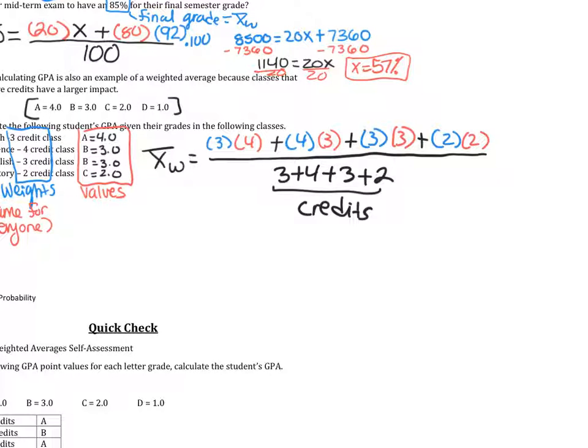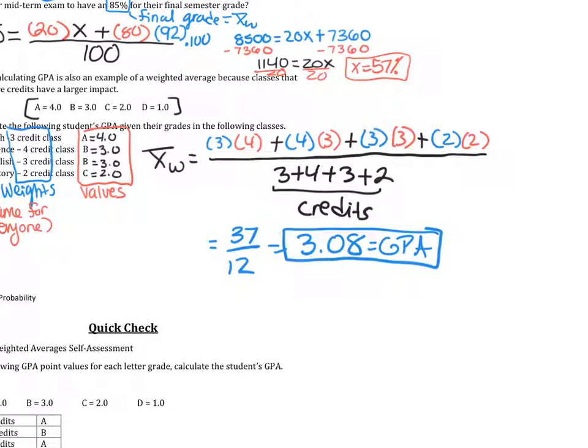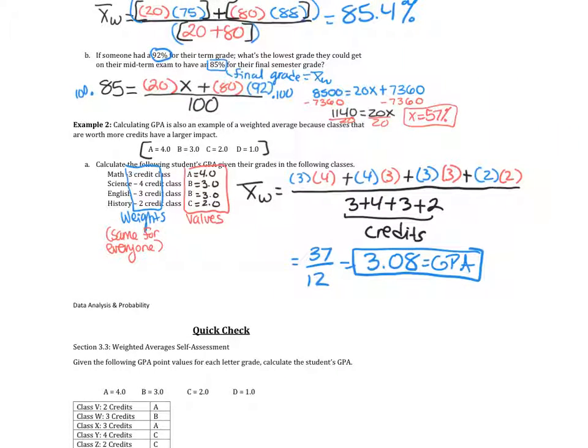Okay, so then again, just be careful when you are plugging all of this in. You can do little bits and pieces at a time, or just be very careful with your parentheses. You should end up with 37 over 12, which would give you a 3.08 for a GPA. So if you didn't get 3.08, just double check how you plugged it into the calculator. Do you guys have any questions?